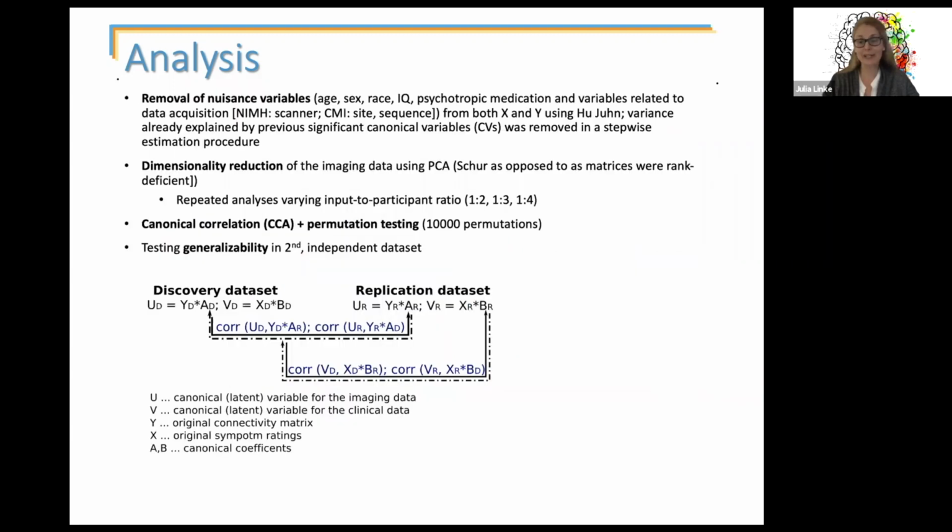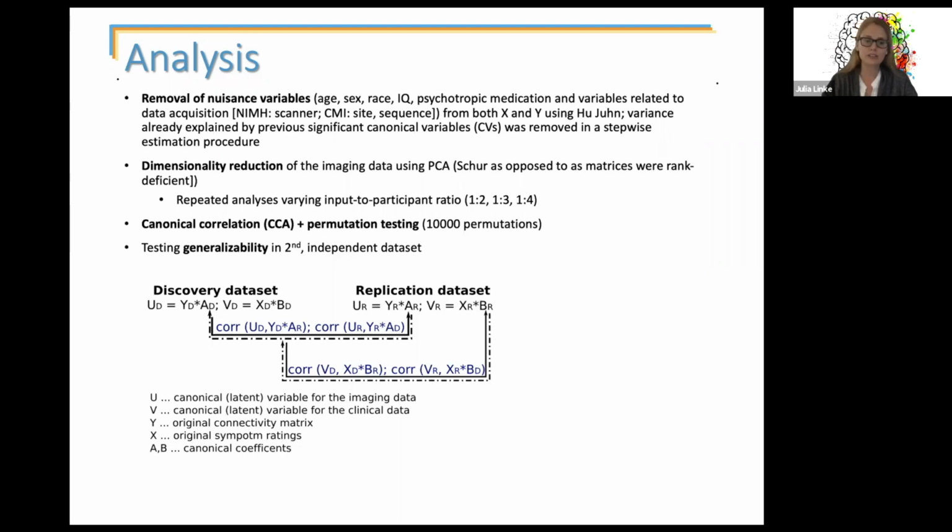Before we actually came to the part where we did the canonical correlation analyses, we also removed nuisance variables from both symptom ratings and brain connectivity matrices. And importantly for that, we used the Hujun method that does not introduce artificial associations between the two input data sets. Now, given that we had brain connectivity matrices and the high dimensionality that goes along with this, it was necessary to include a step of dimensionality reduction. And for this step, we decided on principal component analyses.